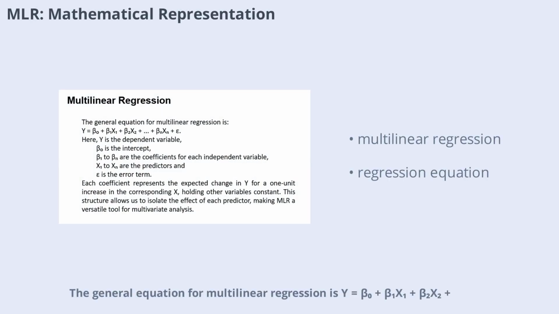The general equation for multilinear regression is y = β0 + β1x1 + β2x2 + ... + βnxn + ε. Here y is the dependent variable, β0 is the intercept, β1 to βn are the coefficients for each independent variable, x1 to xn are the predictors, and ε is the error term. Each coefficient represents the expected change in y for a 1-unit increase in the corresponding x, holding other variables constant. This structure allows us to isolate the effect of each predictor, making MLR a versatile tool for multivariate analysis.